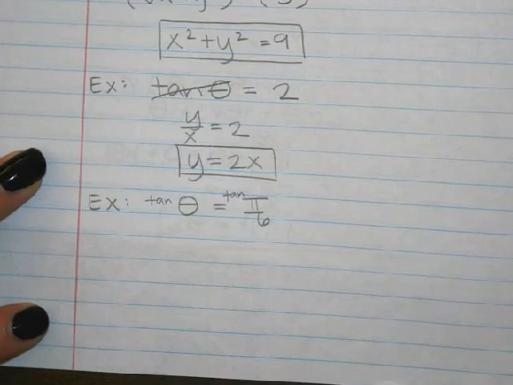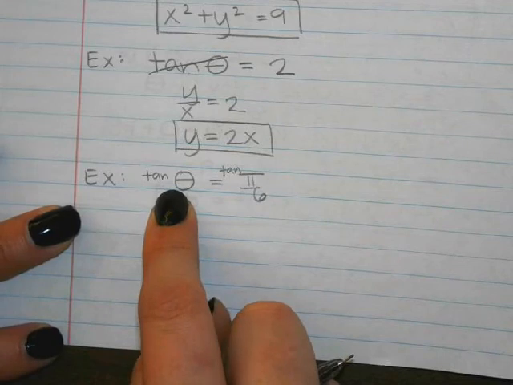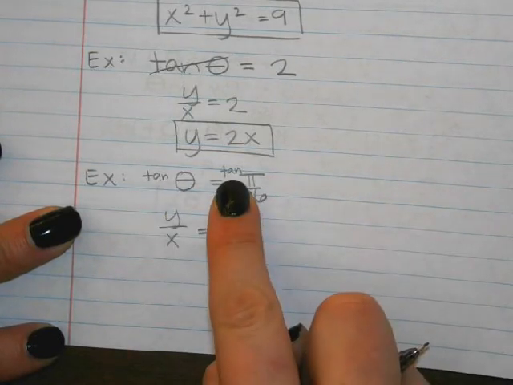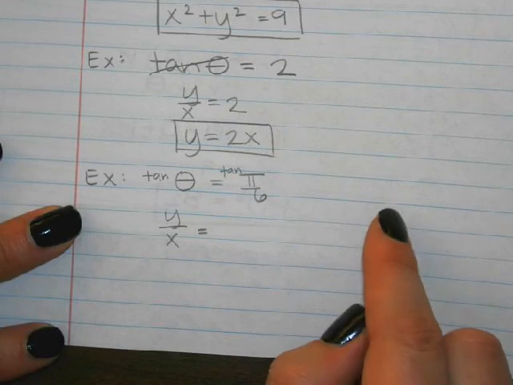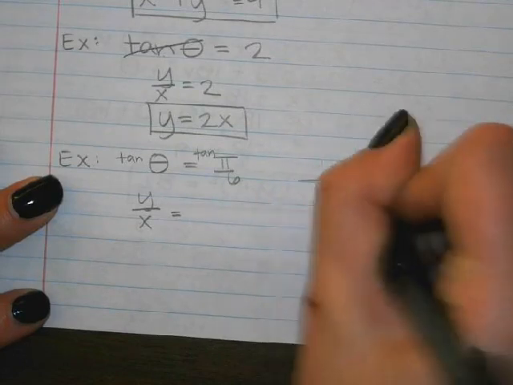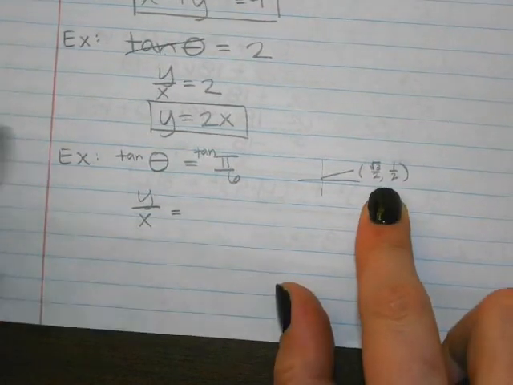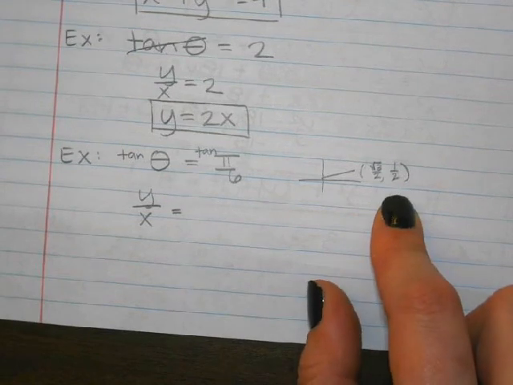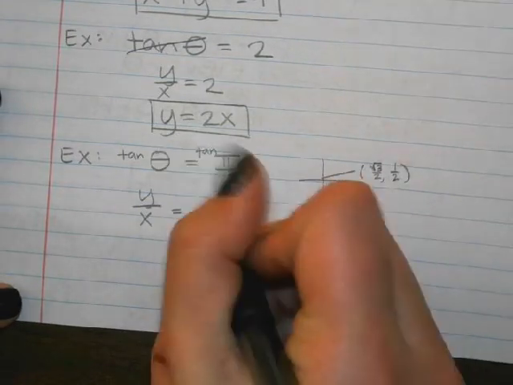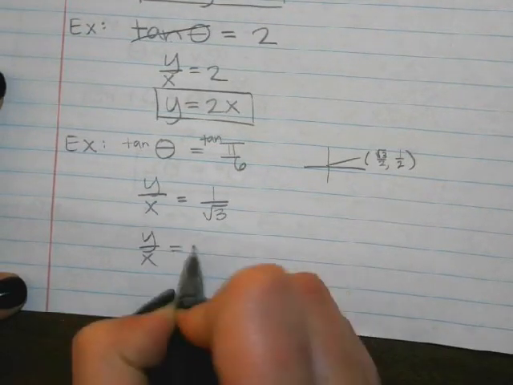So I have tan theta equals tan of pi over 6. And what is tan theta? It's y over x. And what's tan of pi over 6? On the unit circle, the x coordinate is root 3 over 2, the y coordinate is 1 half. So for tan, we would do 1 half divided by root 3 over 2. So it is 1 over root 3. What's the proper way of writing that? Okay, so this is root 3 over 3.